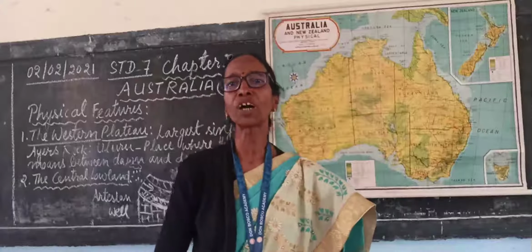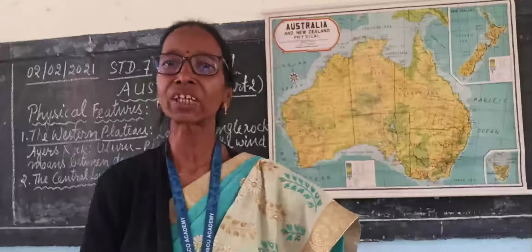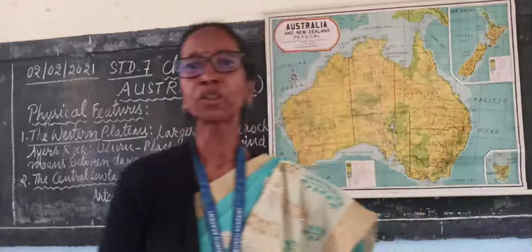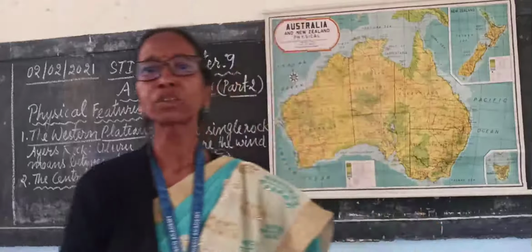In Geography you are learning about Australia. Today I am going to explain Chapter 9, Australia Part 2, in which you are going to learn the physical features of Australia. There are 6 physical divisions of Australia.